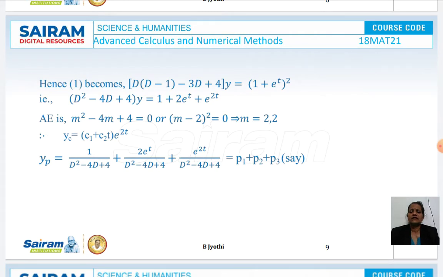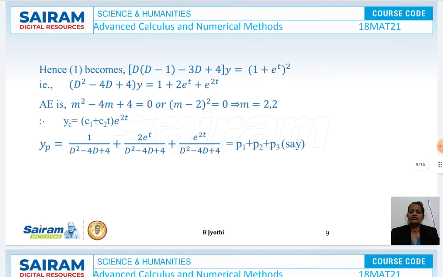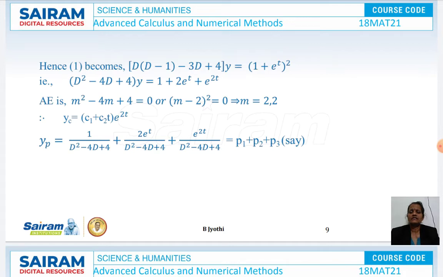Hence, the equation reduces to (D square minus 4D plus 4) y is equal to 1 plus 2 e to the power of t plus e to the power of 2t. Then the auxiliary equation will be m square minus 4m plus 4 is equal to 0. That gives us the roots as m is equal to 2, 2. Then the yc is given by (c1 plus c2 t) e power 2t, and yp is given by 1 upon D square minus 4D plus 4, and 2 e to the power of t divided by D square minus 4D plus 4, and e to the power of 2t divided by D square minus 4D plus 4.